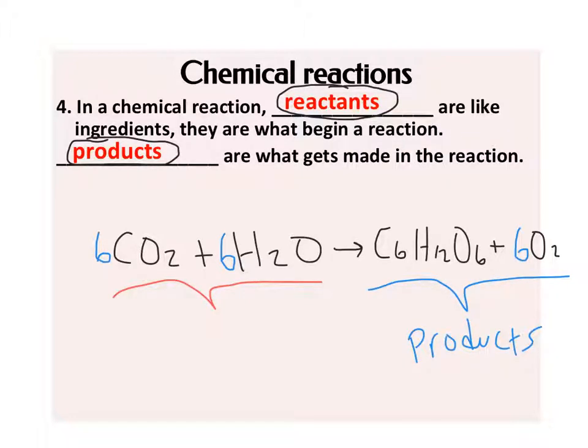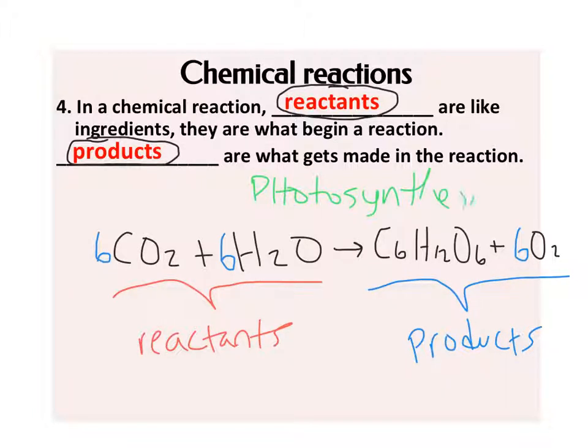So here in red, these are the reactants. And over here in blue, those are the products. And that is what gets made during photosynthesis. So that is the chemical formula for photosynthesis. Definitely write it down. Yes, you will need to memorize it.